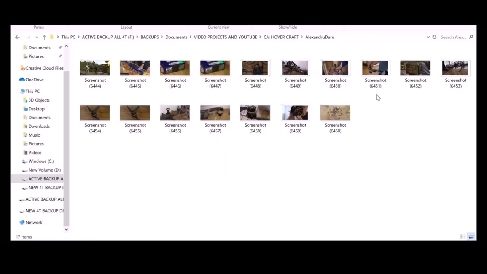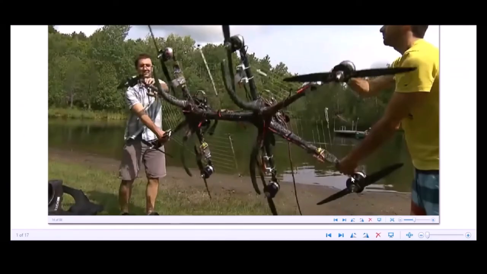So if you can't afford something like that, then maybe you go to the guy who had the previous record before the jet flyer beat his world record. His name is Alexandru Duru. That's how you would spell that. We'll take a quick look at what he was building and what he broke the original record with. So it looks like he's got 1, 2, 3, 4, 5, 6, we got eight propellers.